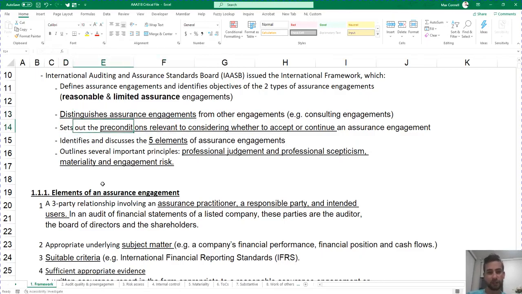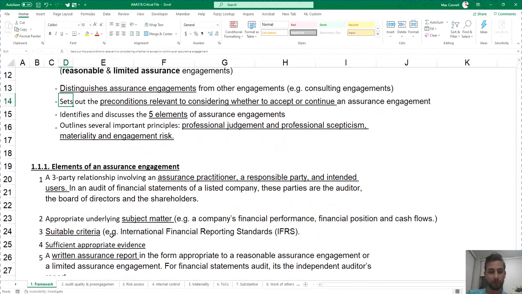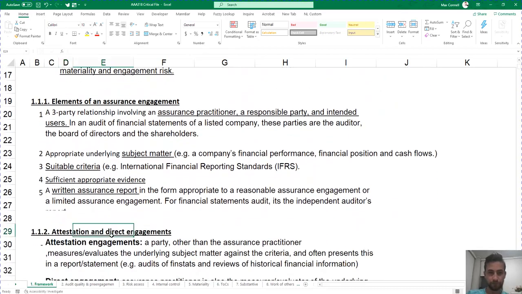Number three, it sets out the preconditions relevant to considering whether to accept or continue. So, for example, one of the things we'll go through later is if you're an auditor, you do have to assess whether or not you have to accept or continue an assurance engagement. Just because the client wants you to be its auditor doesn't mean you can be. So we'll talk about that a little bit later. Number four is identifies and discusses the 5 elements of assurance engagements. We'll talk about that later. And then finally, outlines several important principles of professional judgment and professional skepticism, materiality, and engagement risk. So these are all the key concepts of an audit, which we'll talk about in detail later on.